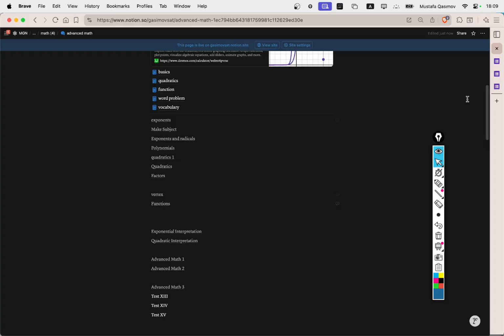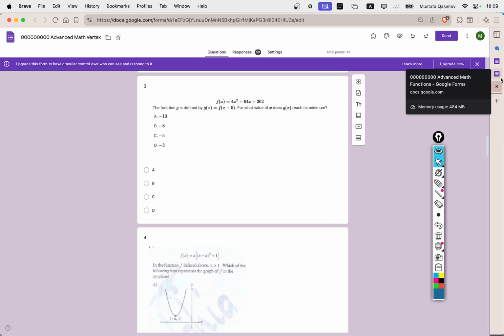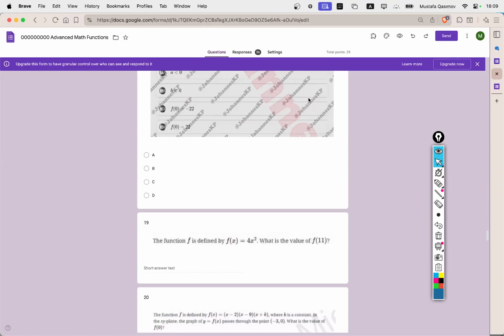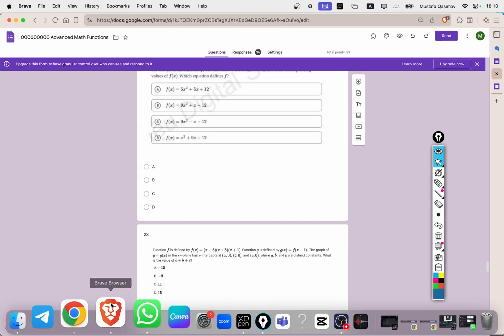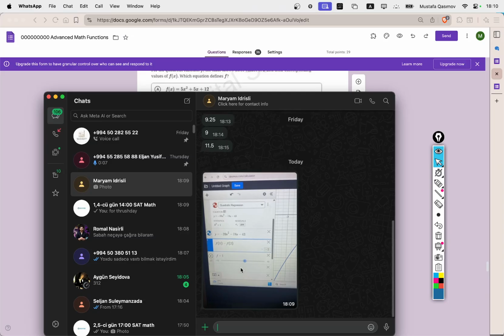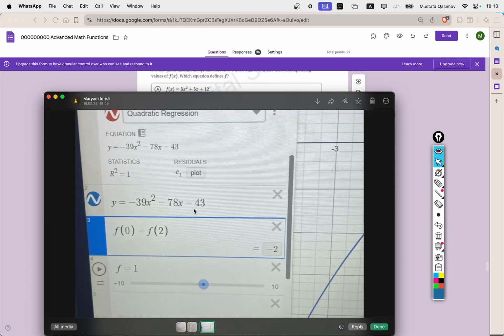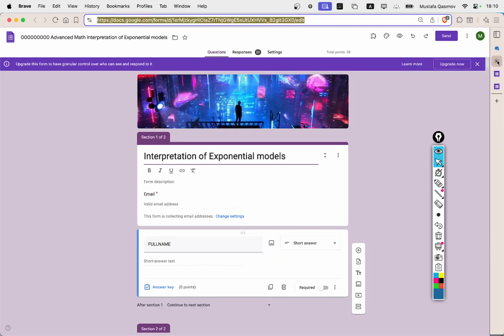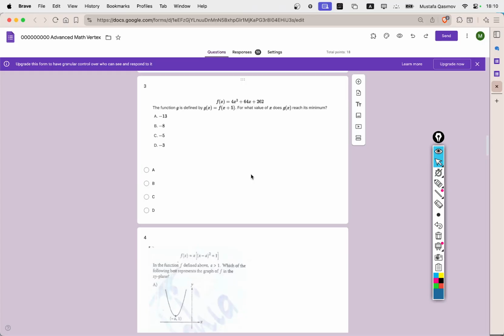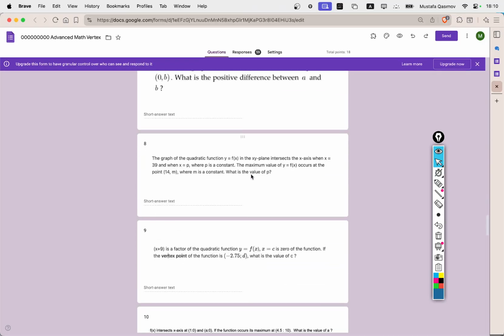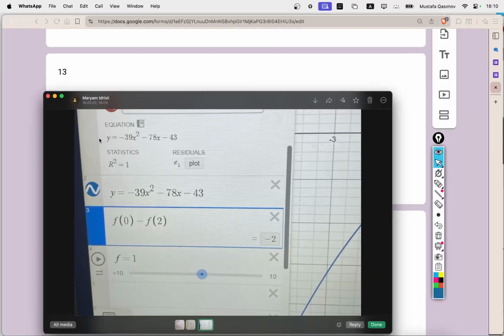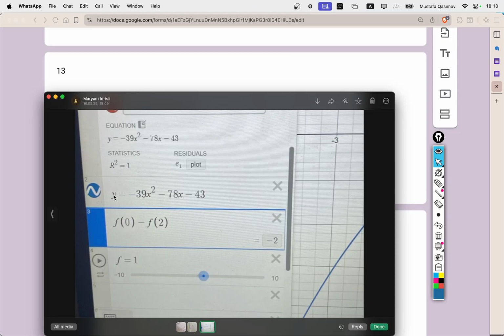Let's look at the function. It is -2, probably. Just wait. Ah, no, no, it is +2. Okay, that part. You have to write f of x instead of y. Only that part is not correct.